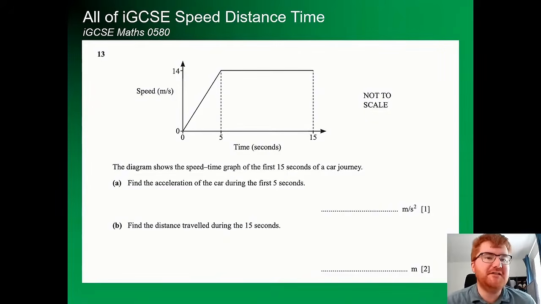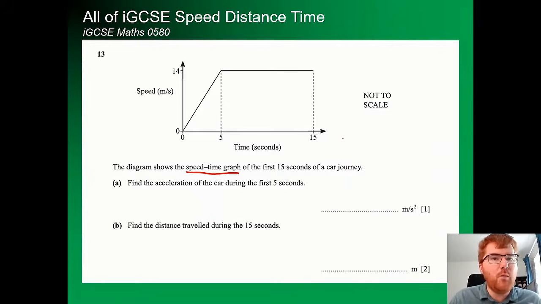on distance time graphs and speed time graphs for the iGCSE Maths 0580 course. Right, let's get started. So we have a diagram here, which is a speed time graph. It's often quite useful here to underline whether you have a speed time graph or a distance time graph. That's going to change what we're going to do in the question. And it's of the first 15 seconds of a car journey.